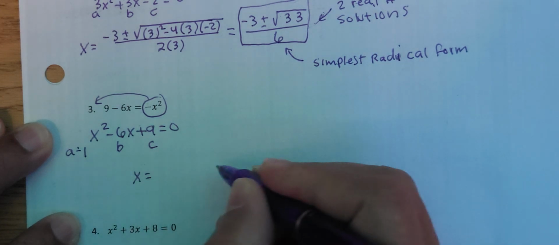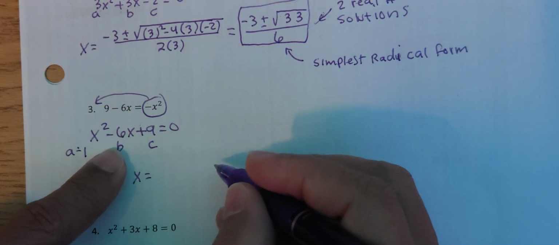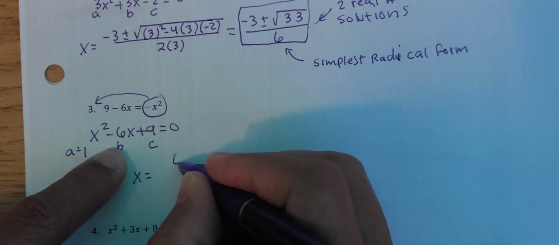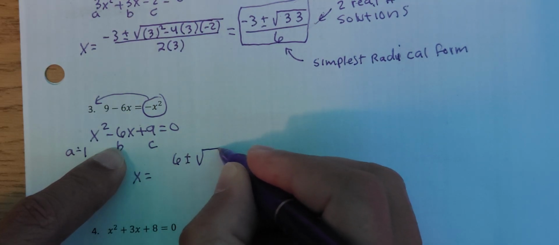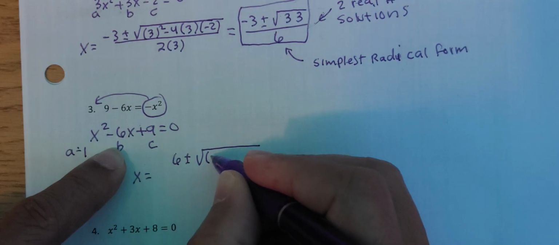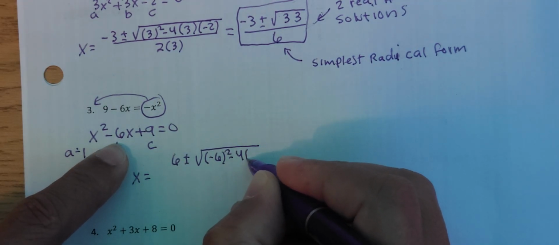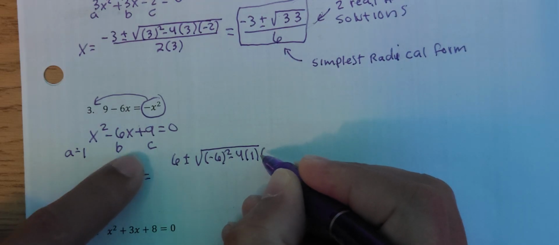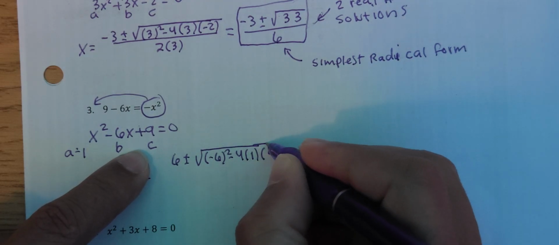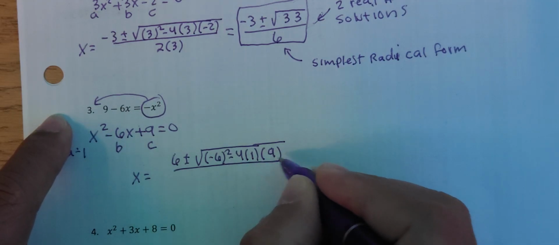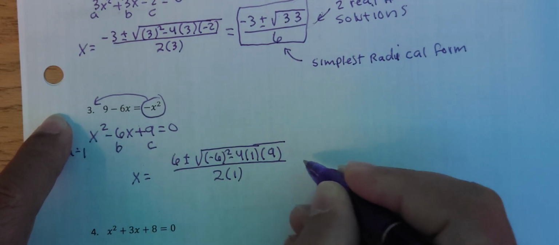So then x equals, for this one, the opposite sign of b, which is negative 6, so it becomes positive 6, plus or minus the square root of b squared, which is negative 6 squared, minus 4 times a, which is 1, and c, which is 9, all of this over 2 times a, which again is 1.